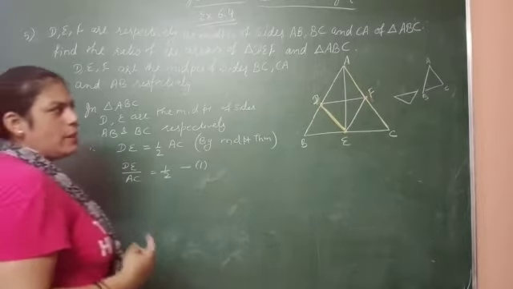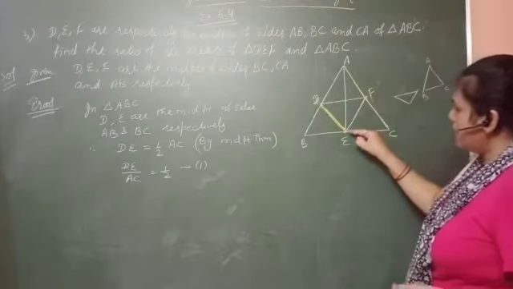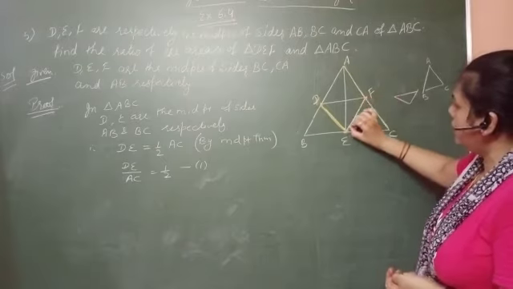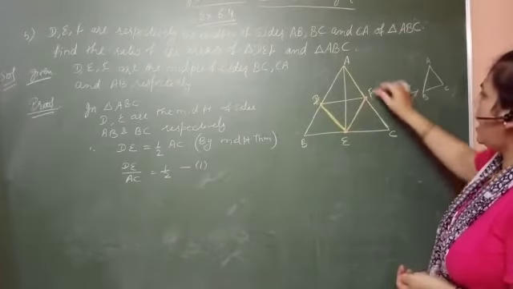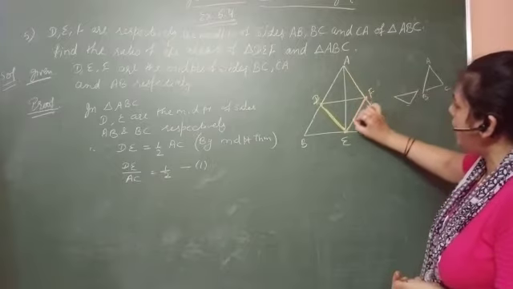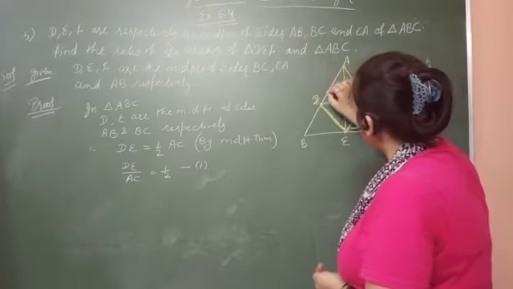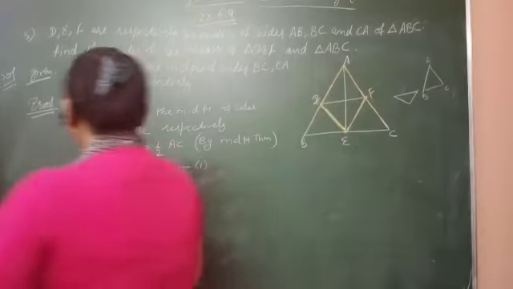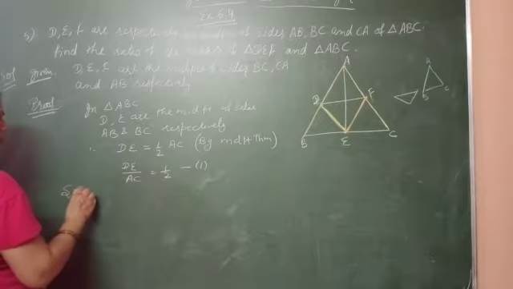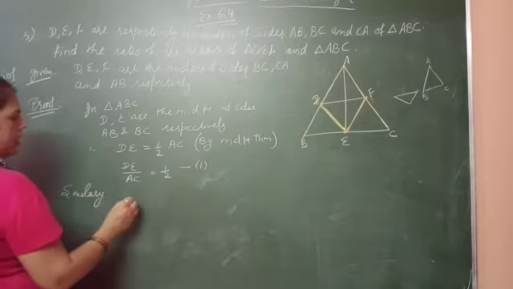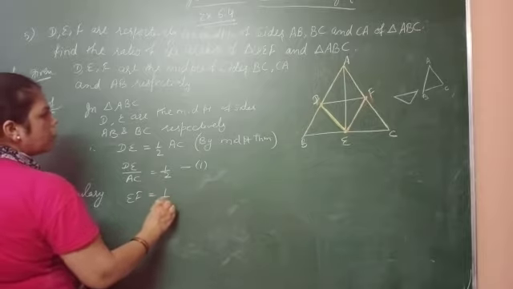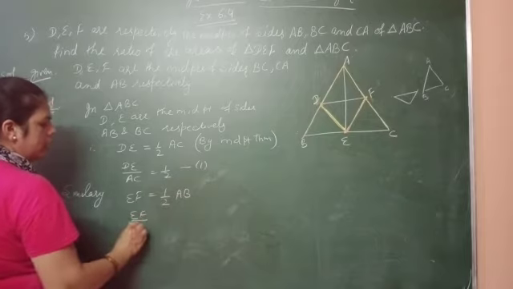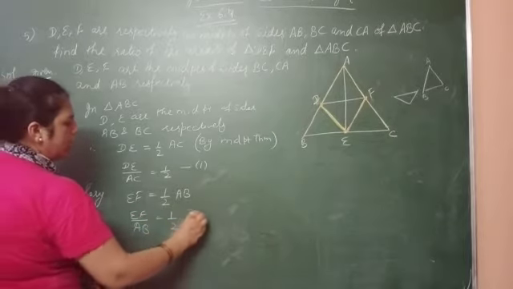Same as it, when we take E and F, which are the midpoints of sides BC and AC, the line joining them, EF, is parallel to the third side AB and equal to half of it. Here similarly, EF is equal to half of AB, then EF over AB is equal to 1 by 2.